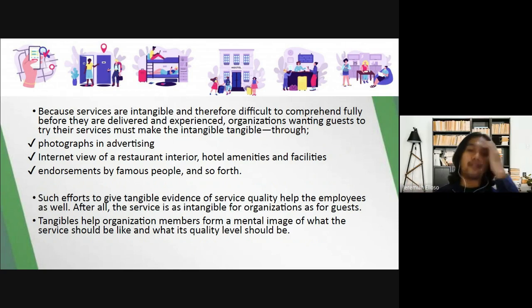And such efforts to give tangible evidence of service quality help the employees as well. After all, the service is as intangible for the organization as for guests. Tangibles help organization members form a mental image of what the service should be like and what the quality level should be. And I could attest to that, because I have difficulty visualizing what that is if there's no picture, if there's no descriptive words, especially with food.